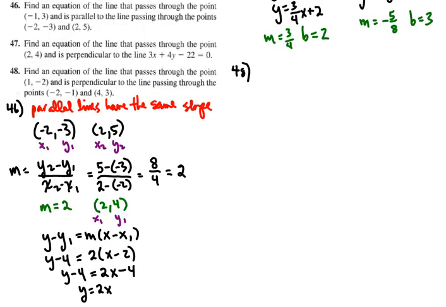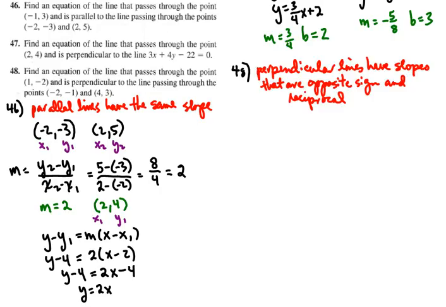Find an equation of a line that passes through the point 1, -2, and is perpendicular to the line passing through the points -2, -1, and 4, 3. Remember that perpendicular lines have slopes that are opposite sign and reciprocal. So if we want our new line to be perpendicular to the line that has the points -2, -1, and 4, 3, we have to find out what the slope of the other line is.